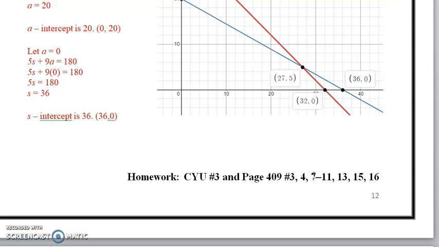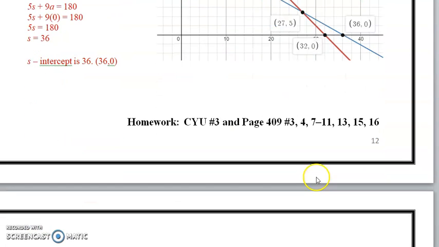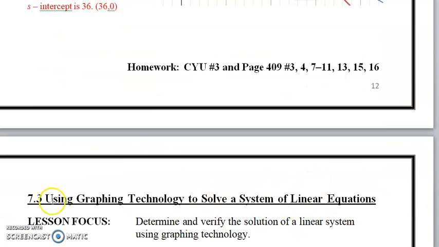So that's it for 7.2, solving a system of equations by graphing. I've showed you a number of ways you can do that, all right? And then next we're going to do some more with the graphing calculator as well.